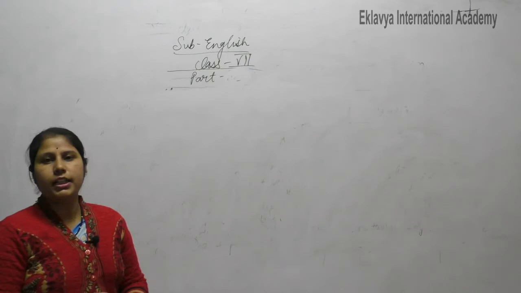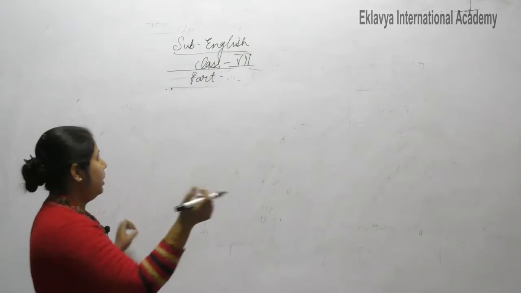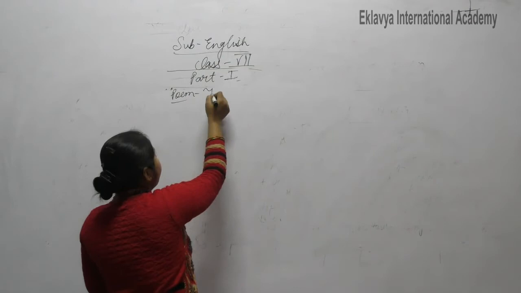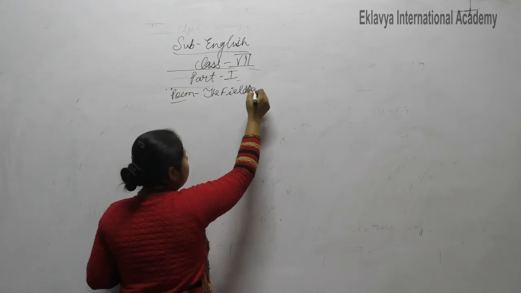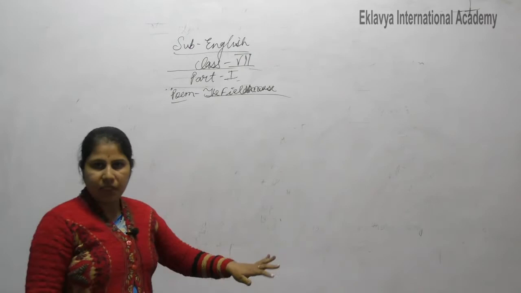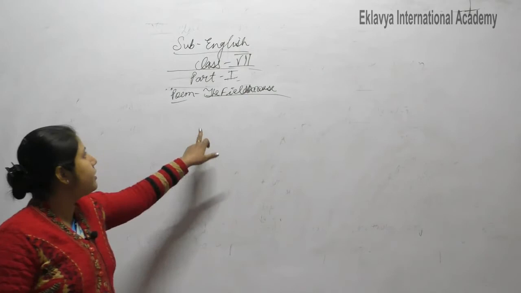As you all know, in last class we discussed A Tiger in the House, chapter 2. Today we discuss a poem, that is The Field Mouse. The poem name is The Field Mouse, which means a mouse roaming in the field.